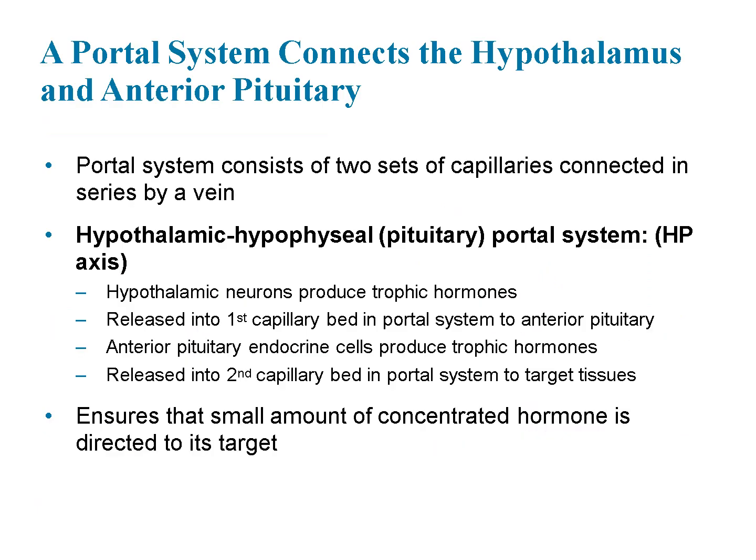The portal system consists of two sets of capillaries connected in series by a vein, facilitating direct hormone transport between the hypothalamus and anterior pituitary. In the hypothalamic hypophyseal portal system, hypothalamic neurons produce trophic hormones, which are released into the first capillary bed in the portal system and transported to the anterior pituitary. Anterior pituitary endocrine cells respond by producing their own trophic hormones, which are released into the second capillary bed and directed to target tissues. This system ensures that a small amount of concentrated hormone reaches its target efficiently.